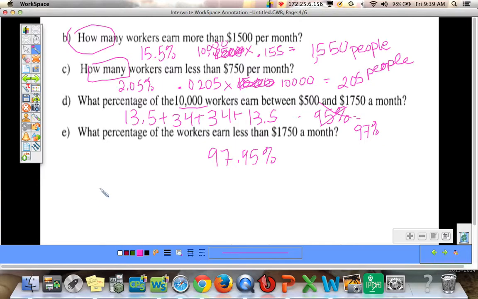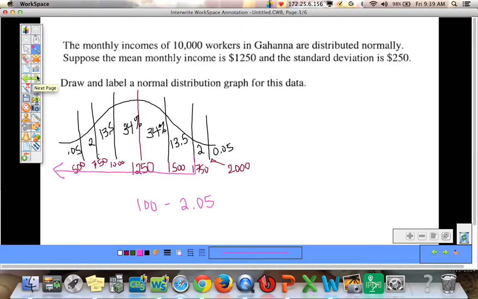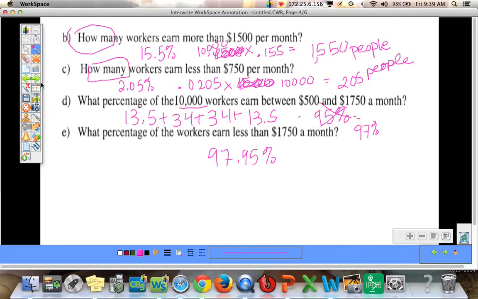So I've seen a couple types of problems. If I ask you how many, find your percentage and multiply by the total. If I say what percentage, just look at the normal distribution graph and you can figure out the percentages from there. So your assignment is more practice on this. Come with any questions tomorrow and we will spend a second day on normal distribution.